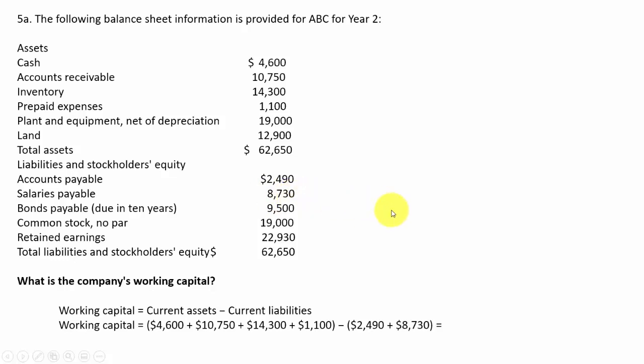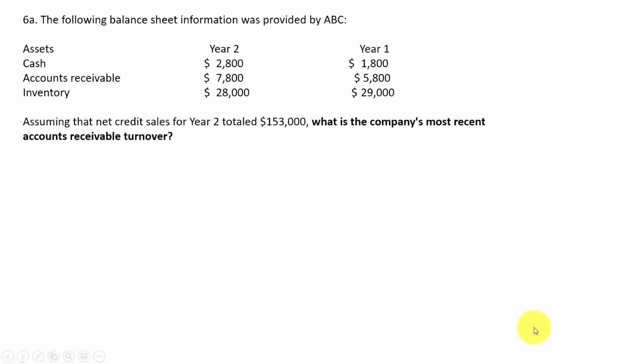And when you combine all these things together, you get current assets of $30,750, current liabilities of $11,220, and the working capital would be the difference, which is $19,530. Next question.